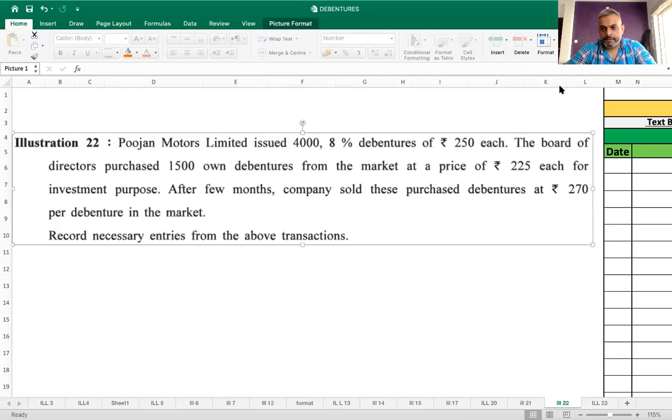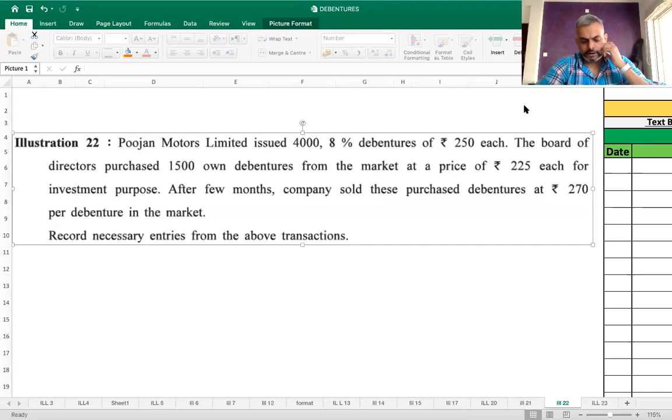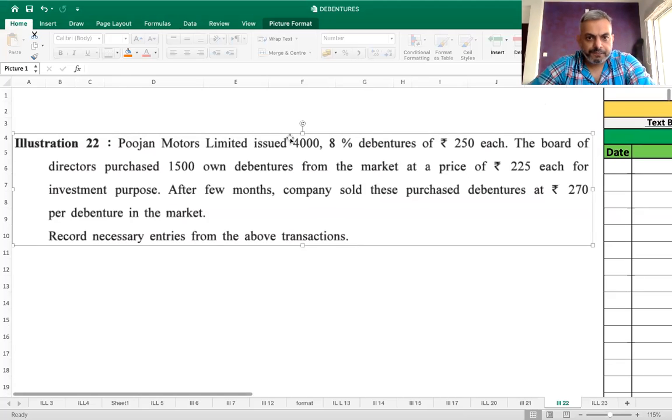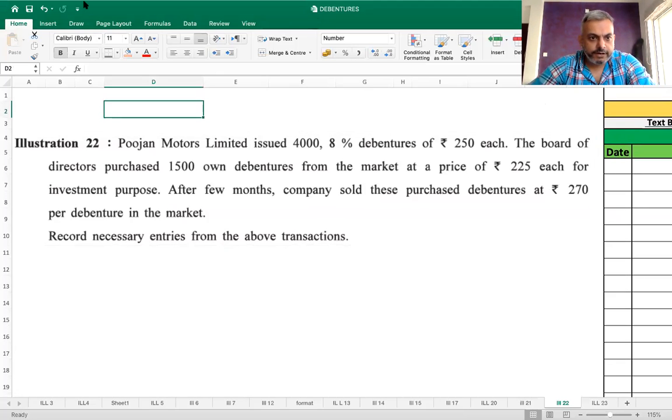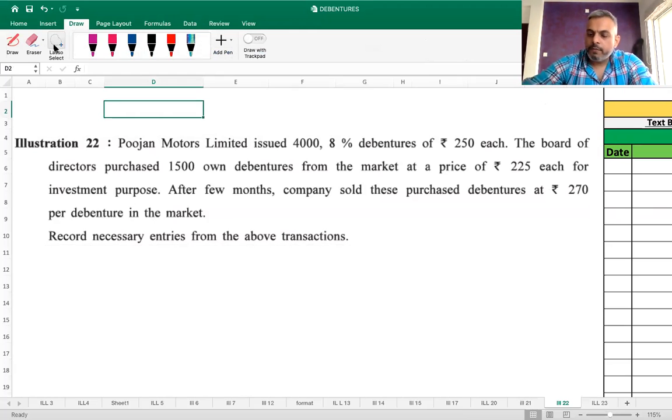Okay, so we will be doing a new concept over here in illustration 22. Now I'll read the sum, and while doing the sum, we will be understanding the concept of this. Okay, now illustration 22, Pujan Motors Limited issued 400, 8% debentures of 250 each. So face value is 250. This is the face value.